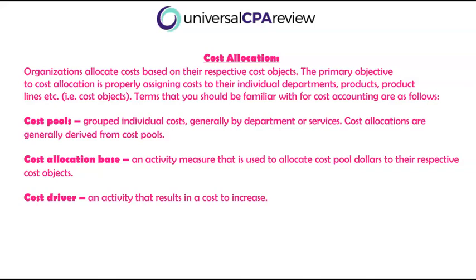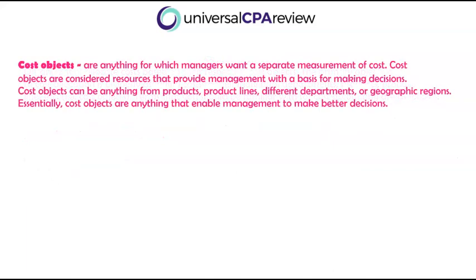At the end of the day, we're going to be taking these costs and allocating them to the respective cost objects. These cost objects are just a general way of saying products or goods, could be machinery and equipment. This is the object that we are tracing those costs back to. Snowballing into the definition of a cost object, cost objects are anything for which managers want a separate measurement of cost.